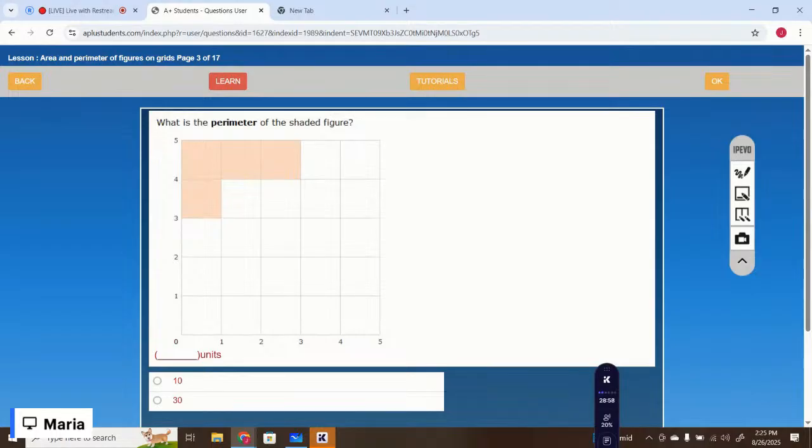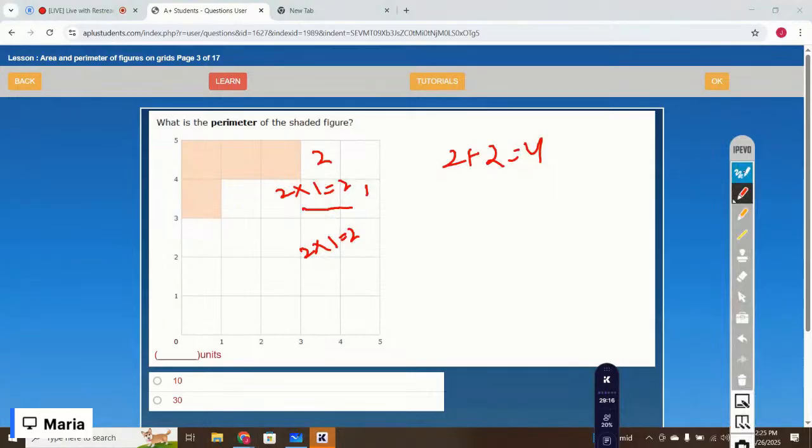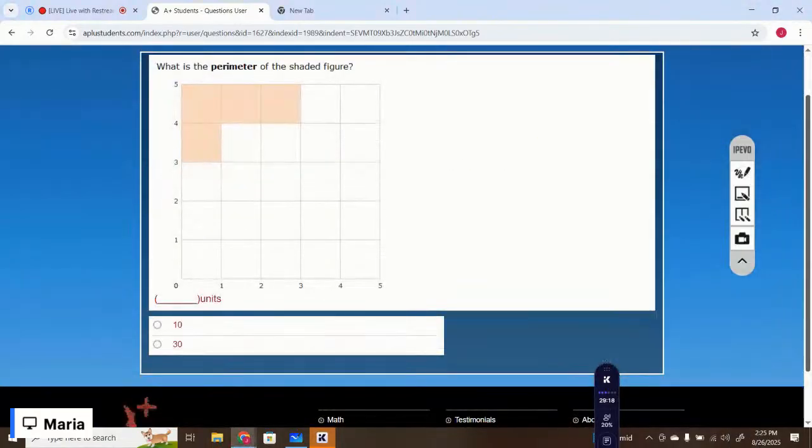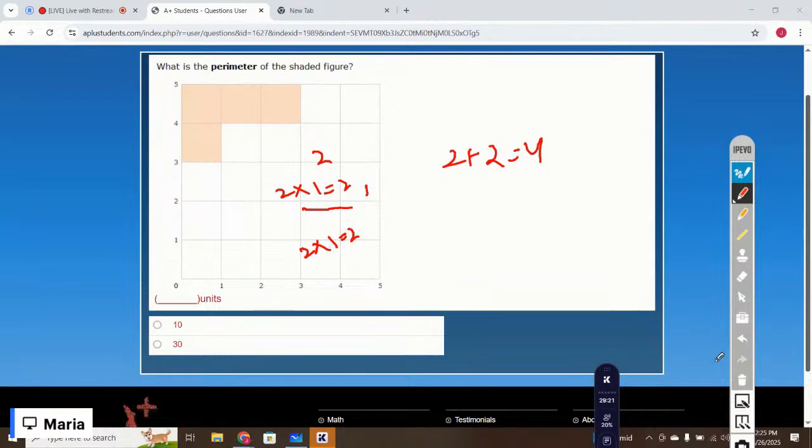What is the perimeter? You need to add all the side lengths. 3, 4, 5, 6, 7, 8, 9, 10. 10 it is. Option number 1 is the correct option. I'm just counting the side lengths, right? So that is 10. Option number 1 is the correct option.